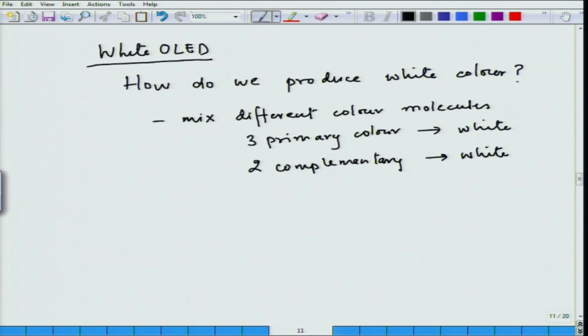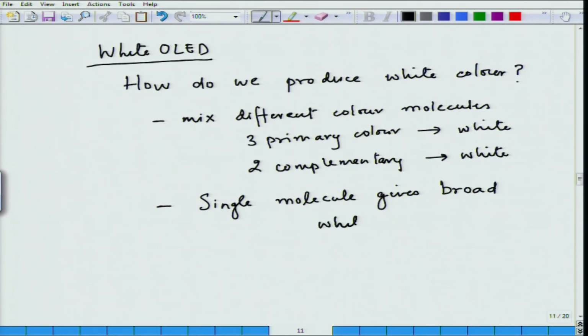And then there is work going on with designing the molecules. Chemists are also trying to create molecules where a single molecule gives broad white emission. So, in this manner one can see the possibilities with white OLED in terms of material choices are much more.